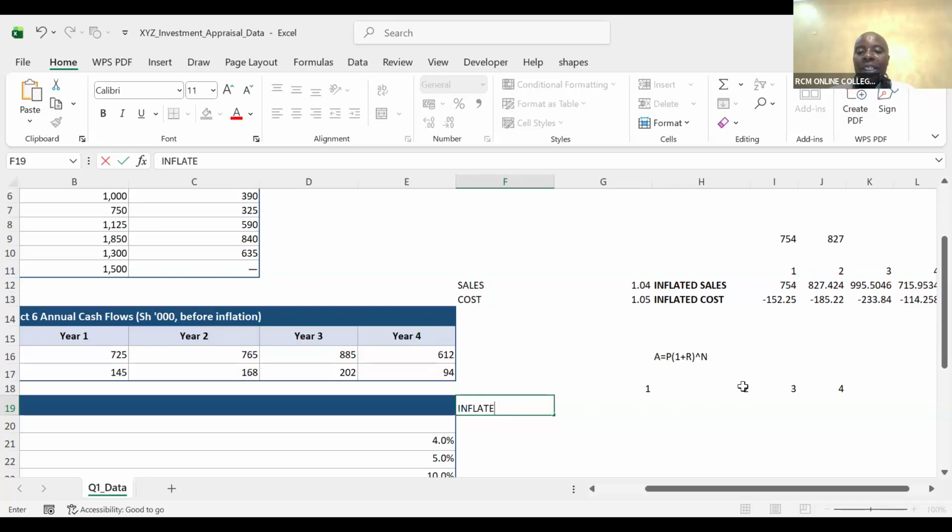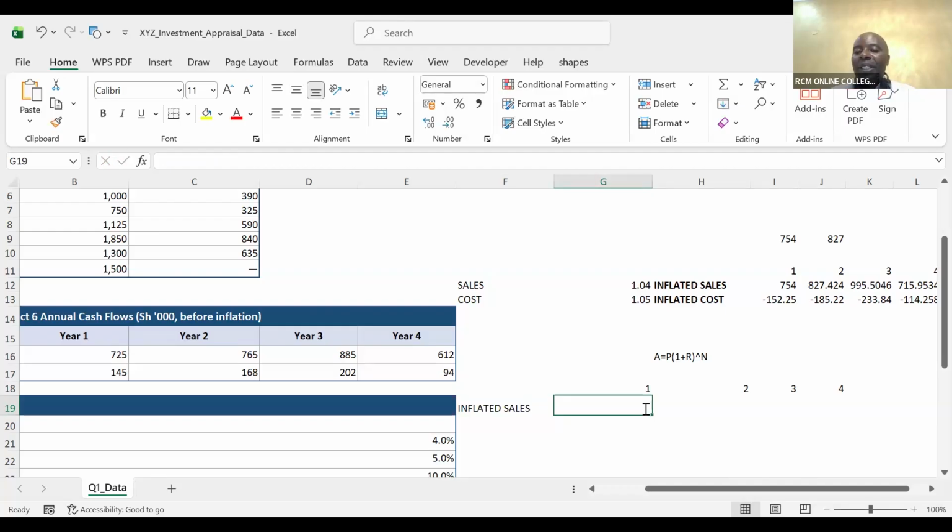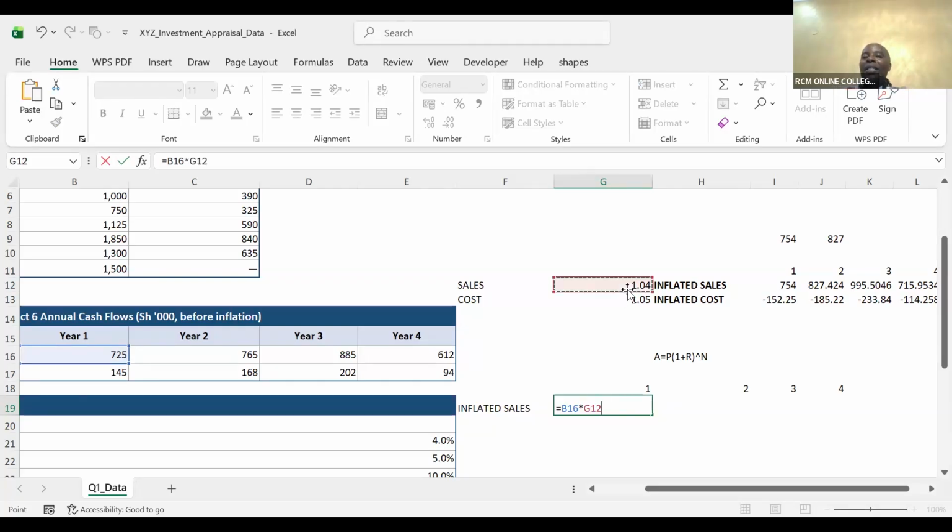So inflated sales. I'm just repeating here. So my inflated sales, ladies and gentlemen, what do I do? I'm taking my principal. The very first figure here for sales was 725. Then I say times, because it is principal, 1 plus R. Fortunately, the 1 plus R, we have already done it. We have it here for sales. It is 1.04, and this 1.04 is going to remain constant throughout.